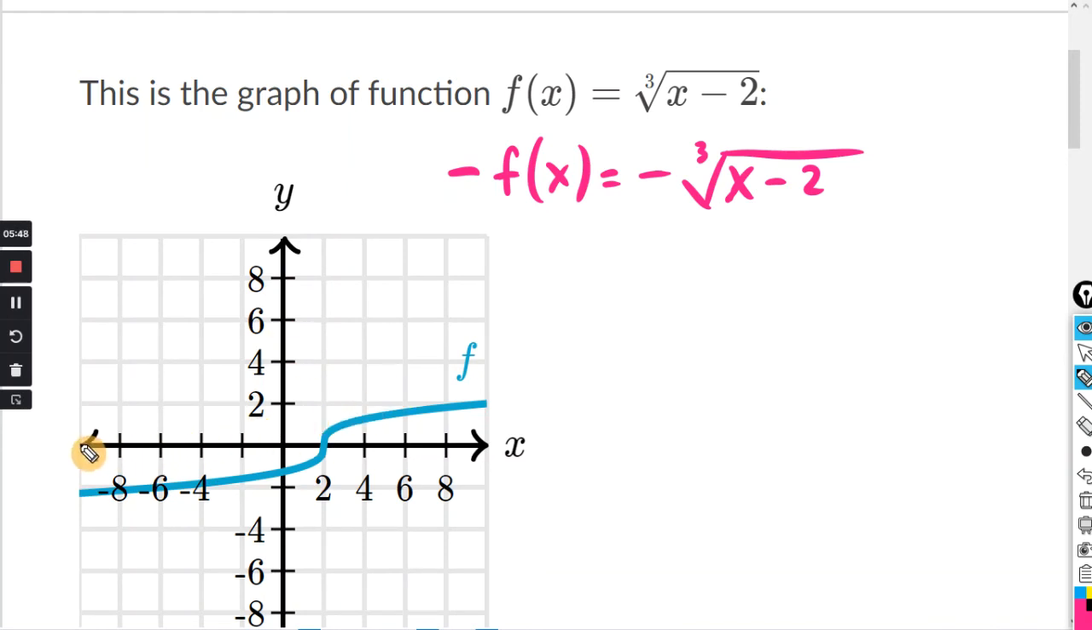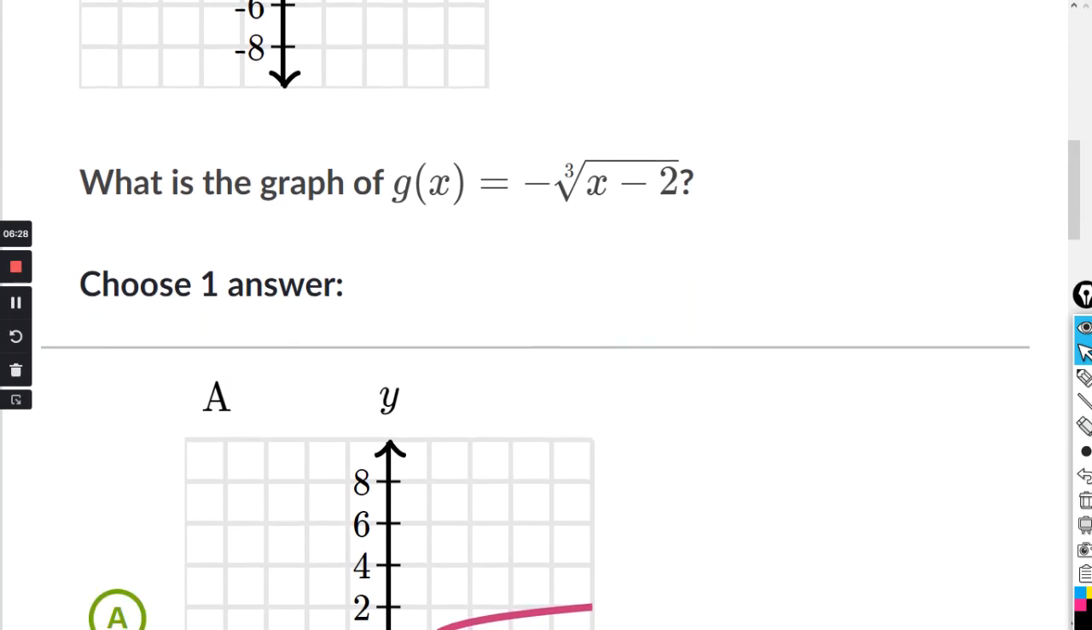That means it's reflected over the x-axis. So the x-axis is the mirror image, and the new image is basically going to be like that. It's going to be a mirror image. So it starts at the top left and it goes to the bottom right, and this inflection point at the x-axis is at positive 2. So let's look for that one. Starts top left and goes to the bottom right, passes through at positive 2. We're going to look for that.